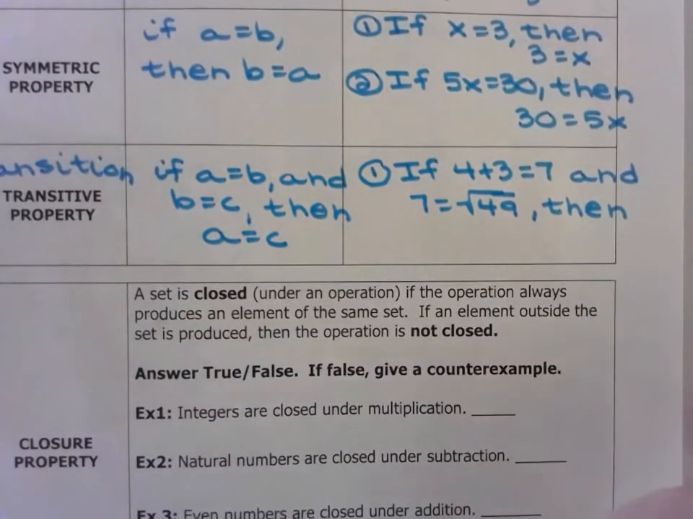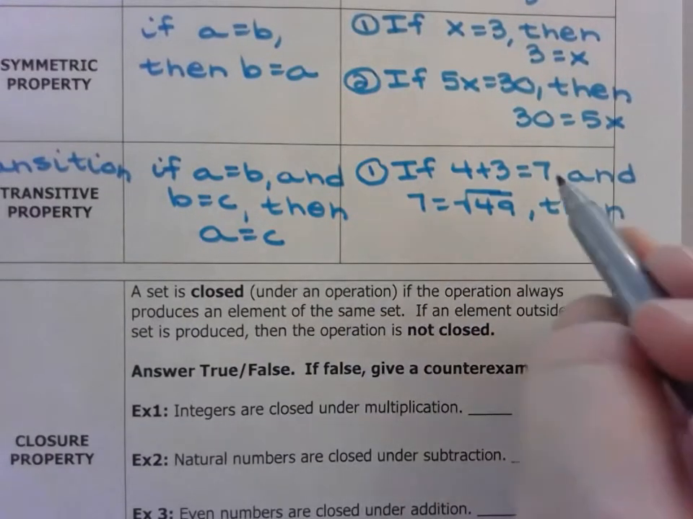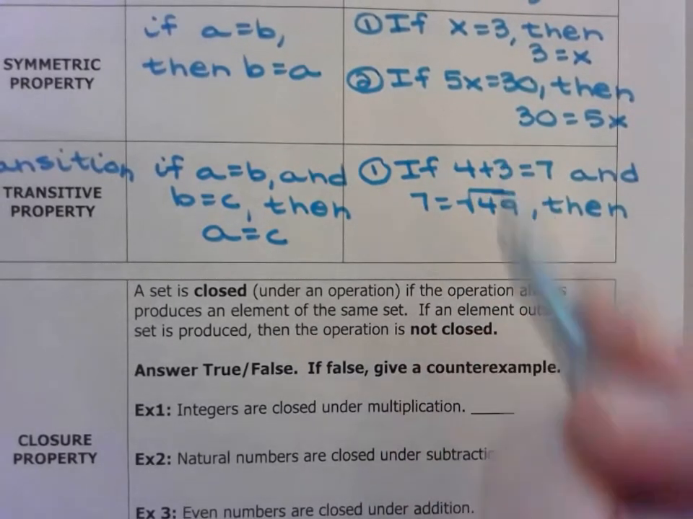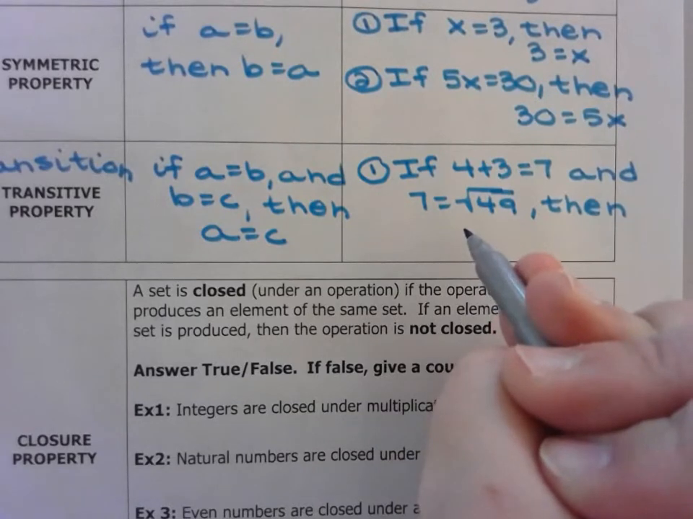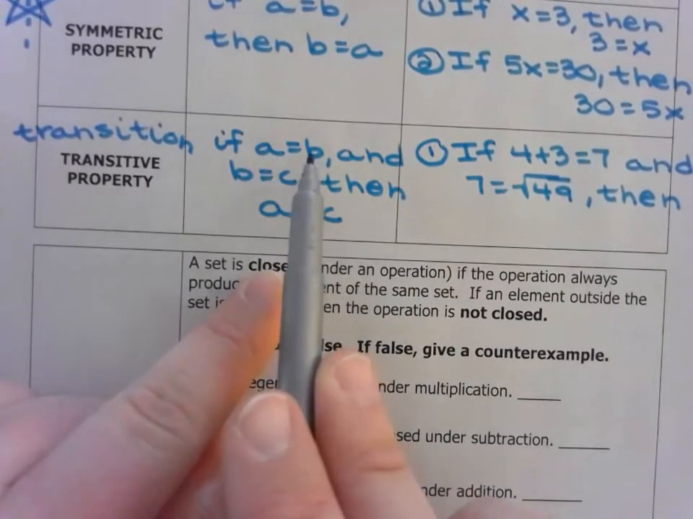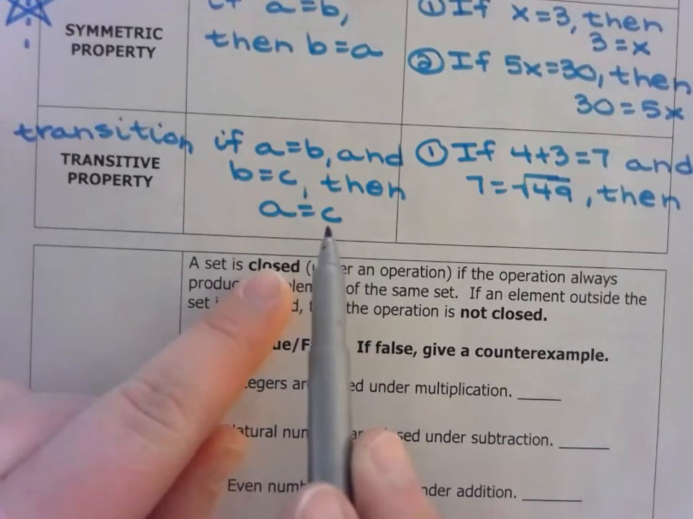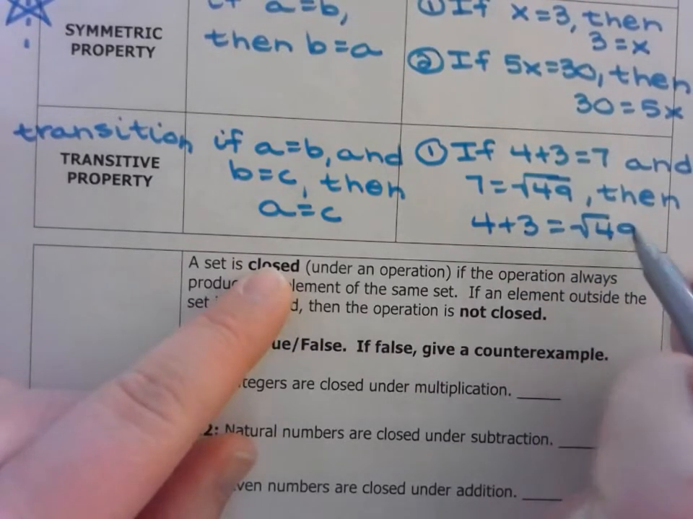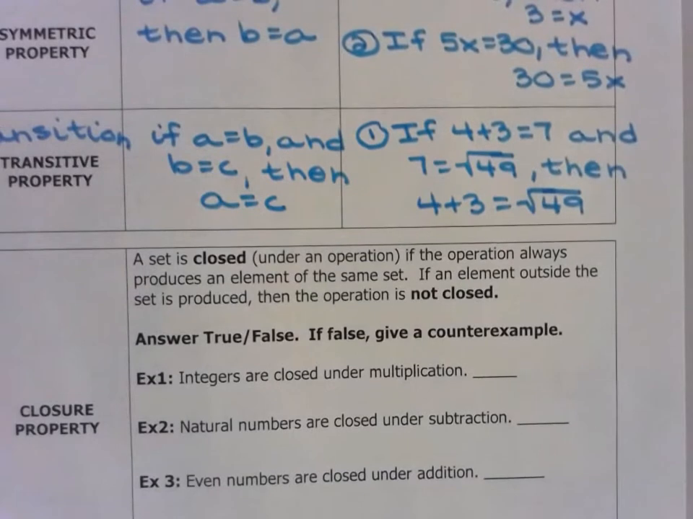Nope. No. Look at it. If something equals 7, and then something else equals 7, what do I know about those two things? Look. A equals B, and B equals C, then A equals C. So 4 plus 3 equals the square root of 49. Good. If two things equal the same thing, then those things are equal. 4 plus 3 equals 7. Square root of 49 equals 7. They both equal 7, so those two things are equal. 4 plus 3 is equal to the square root of 49. So if two things are equal to the same thing, then those two things are equal.